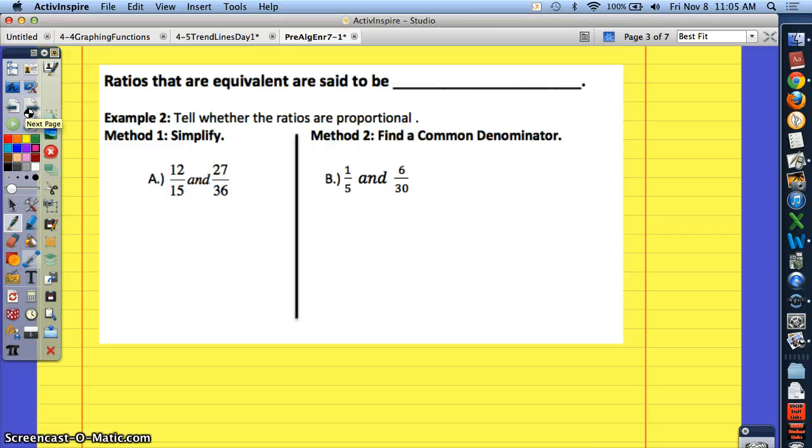Well, ratios that are equivalent are said to be proportional. There's a word for that. It's called a proportion. Two ratios that are equal, it's called a proportion. So if you had 9/27 equal to 1/3, those make a proportion, okay? It's just one fraction equal to another fraction.